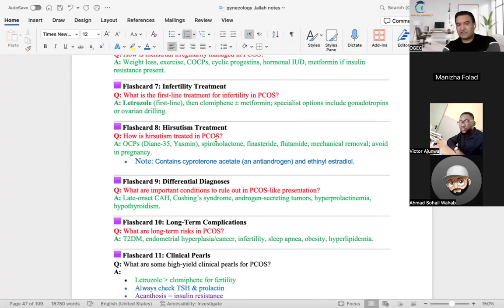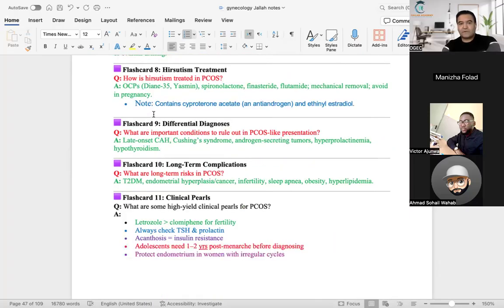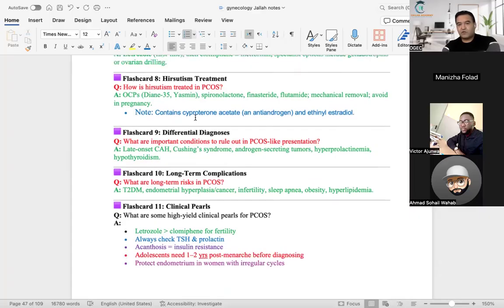How is hirsutism treated in polycystic ovarian syndrome? The OCP, a combination of estrogen and an anti-androgen, which is Diane-35, Yasmin, or OCP plus spironolactone. Finasteride, flutamide, mechanical removal. Avoid finasteride and flutamide in pregnancy. Note, I think I have this one even more in detail. So Diane-35 contains cyproterone acetate, an anti-androgen, and ethinyl estradiol.